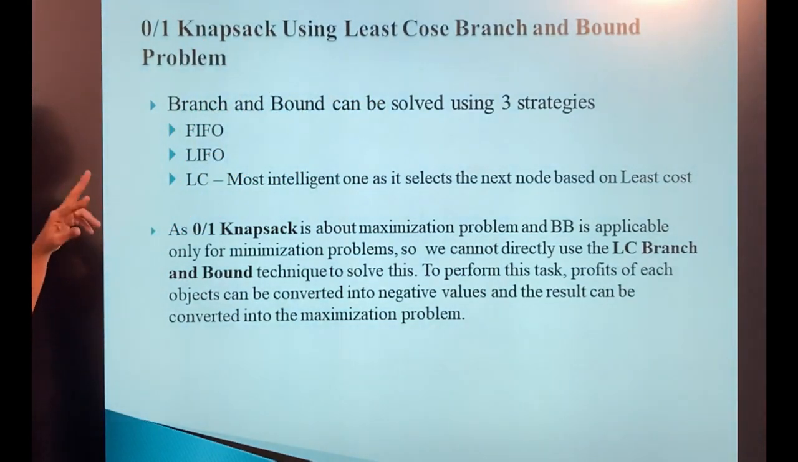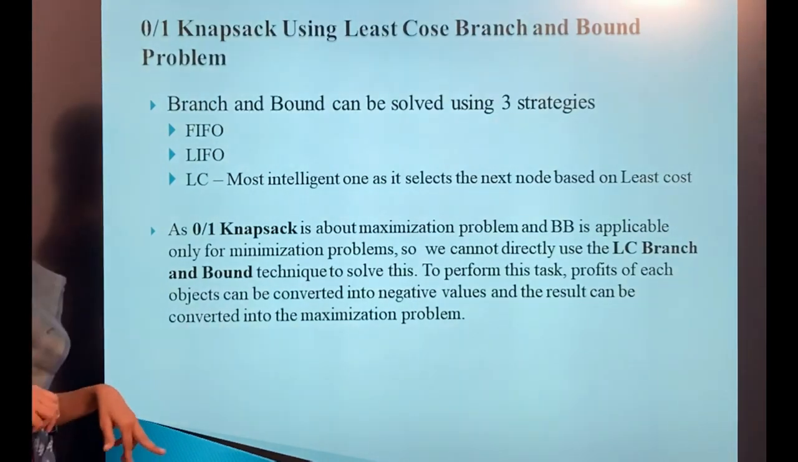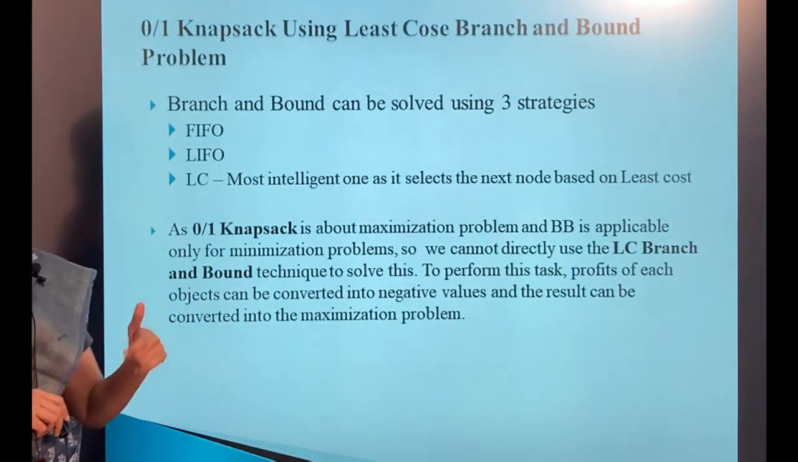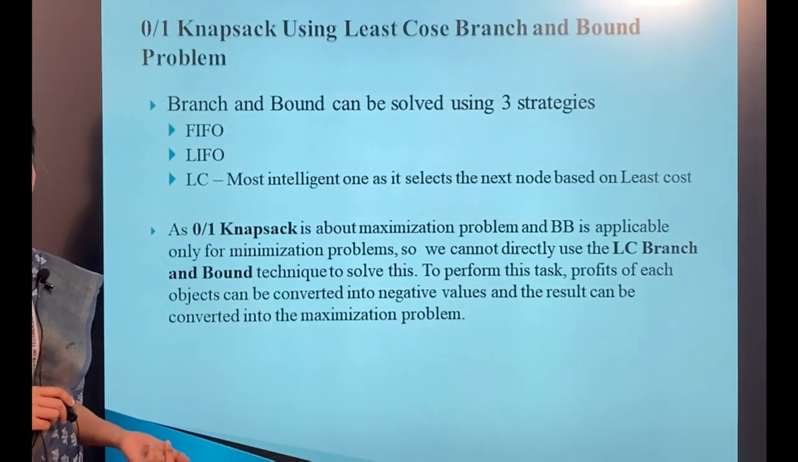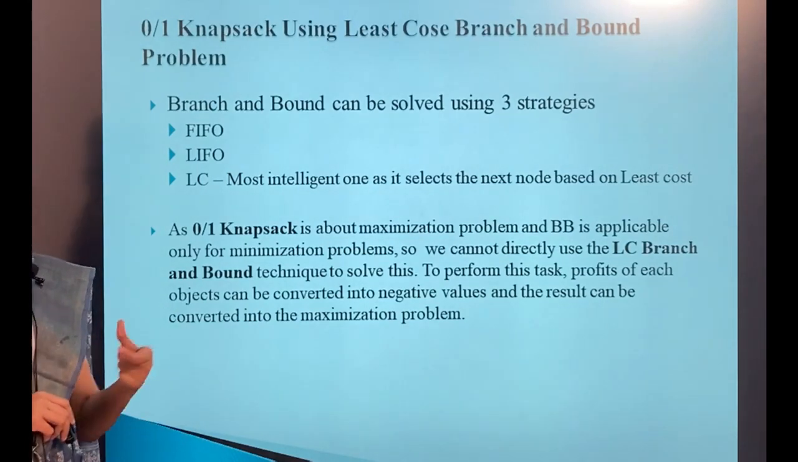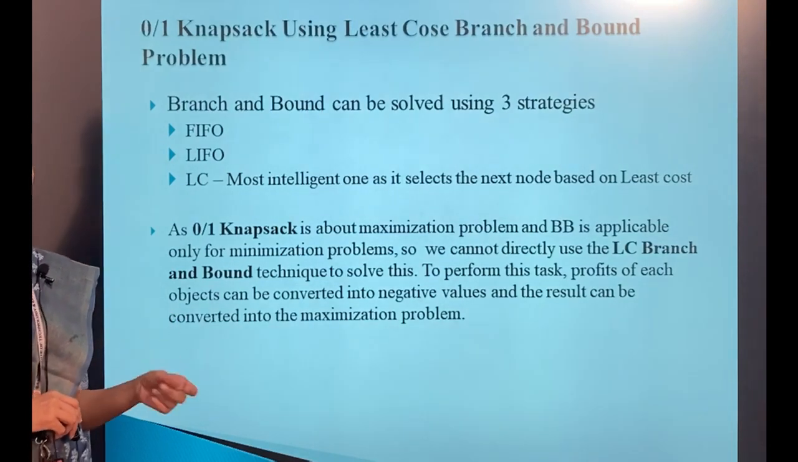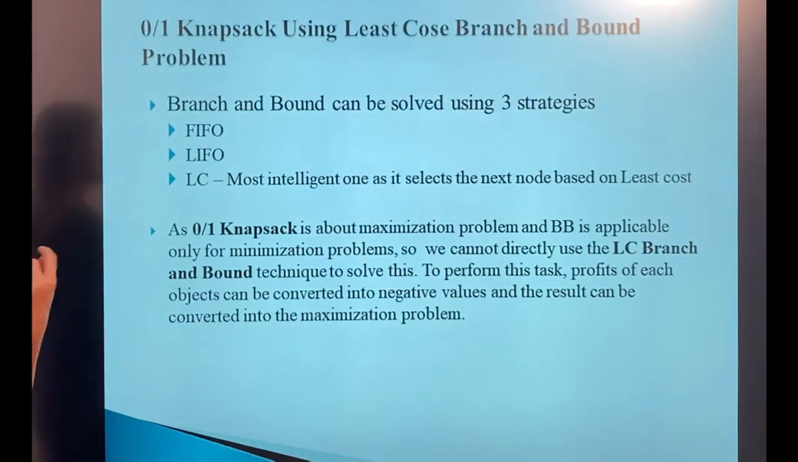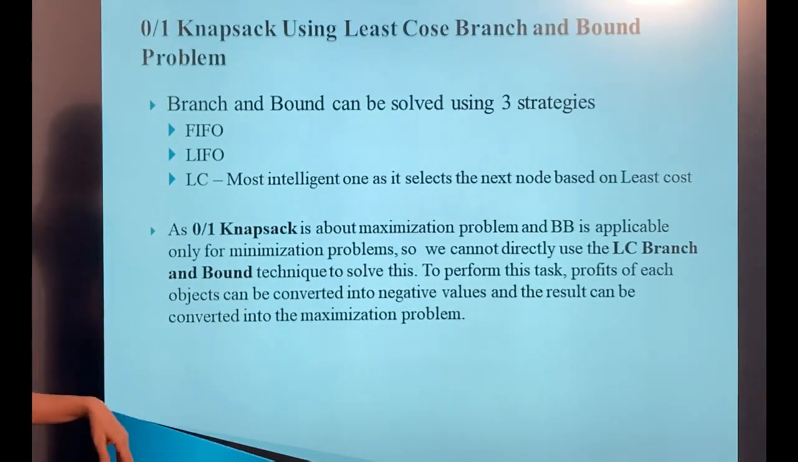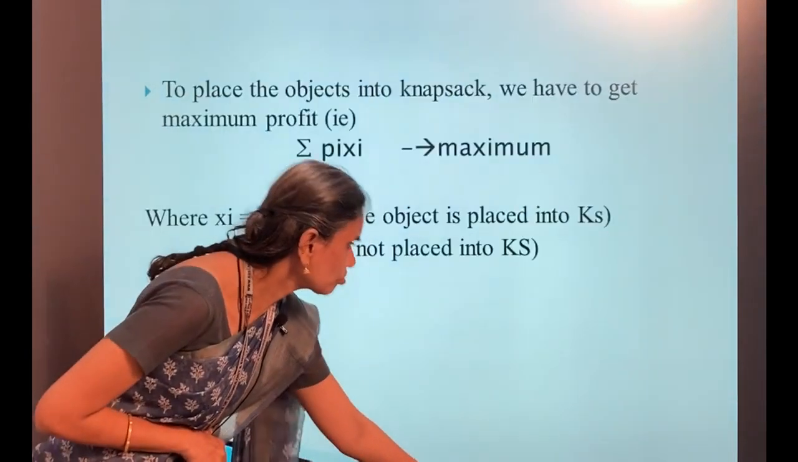Then how can we apply both the minimization problem and the maximization problem here? We first solve the problem as a minimization problem and then convert that into the maximization one. For performing this task, first take the profit of each and every object with a negative value, find the solution, and the final solution will be converted into the positive one. That is the only task we have to do to convert from a maximization problem to a minimization problem.